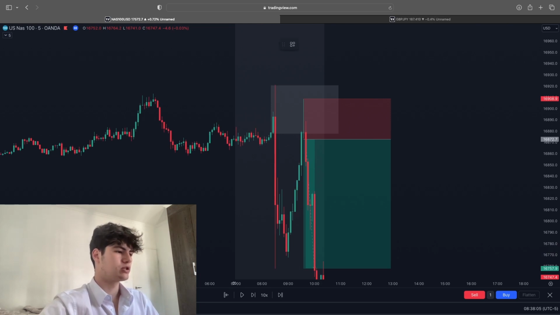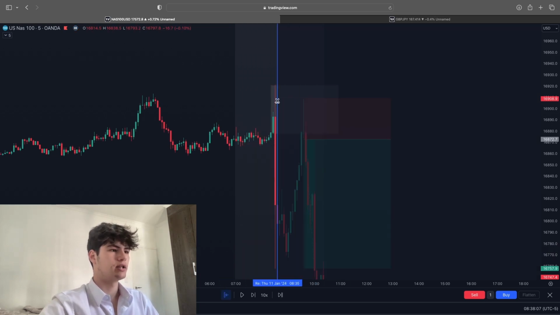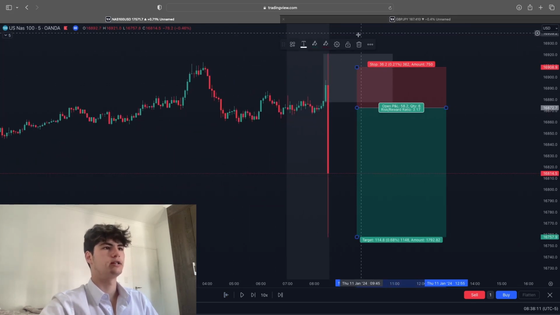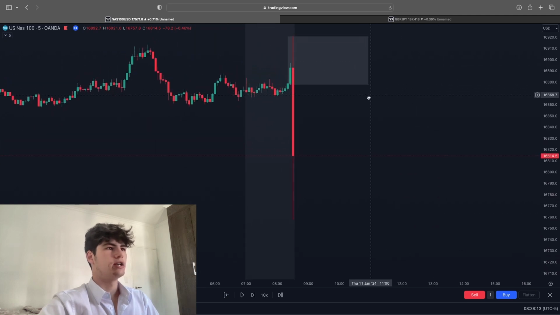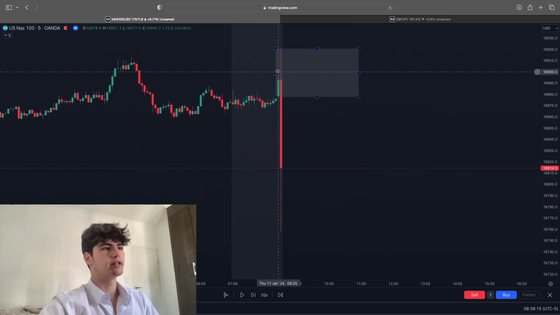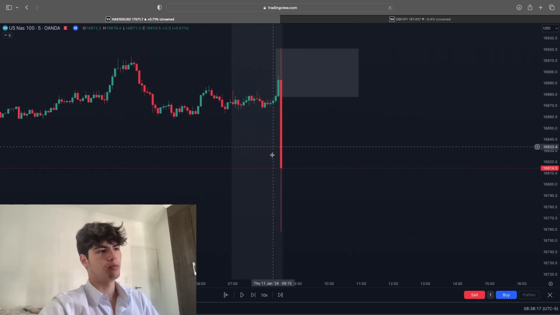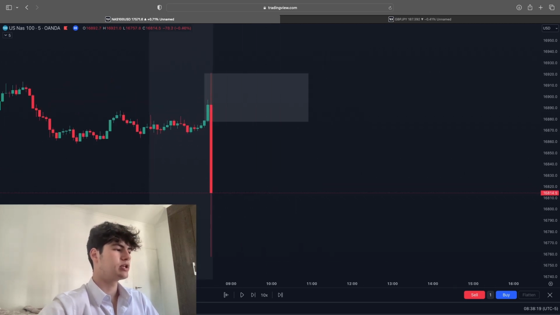Okay, so let's hit the replay. Let's go here. Okay, let's just delete this as well. We see that we have the supply marked up like this. This candle blasts out there. Now we're just going to mark up the gap.